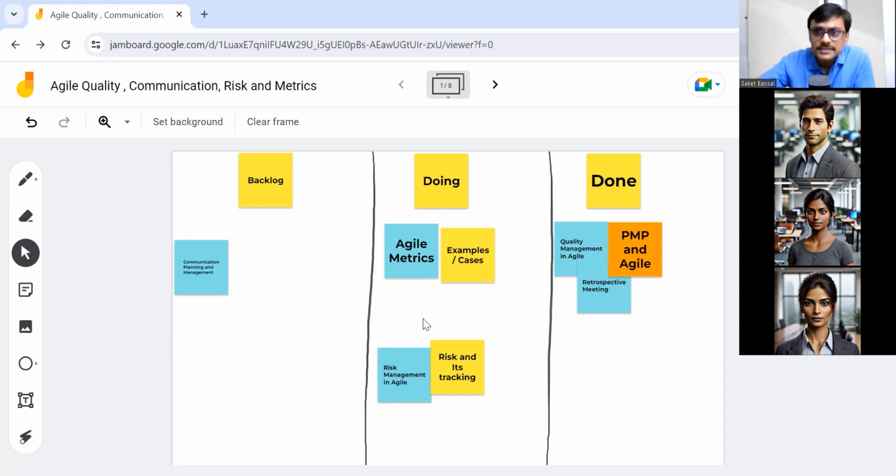Good. Agile metrics, we will see. If you find yourself that you already know the burn down chart, we'll prioritize possibly those metrics which are less familiar to you, rather than doing all at a detail level. Yeah, that is possible. And then we'll distribute the remaining time to risk.